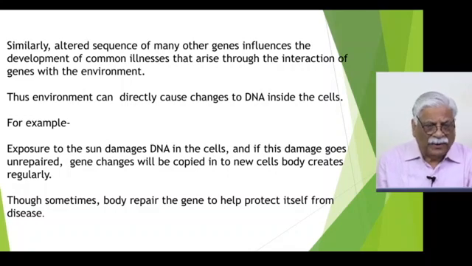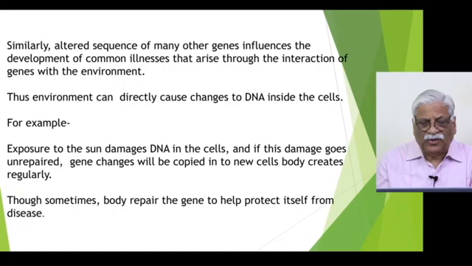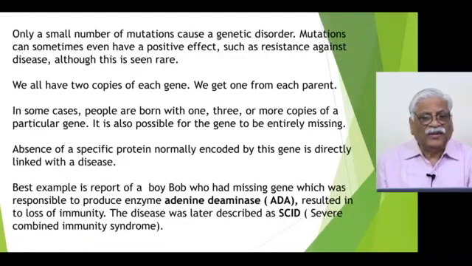Here is an example. Exposure to the sun damages DNA in the cells, and if this damage goes unrepaired, gene changes will be copied into new cells the body creates regularly. Though sometimes the body repairs the gene to help protect itself from developing a disease. Only a small number of mutations cause a genetic disorder. Mutations can sometimes even have a positive effect, such as resistance against disease, although this is rarely seen.